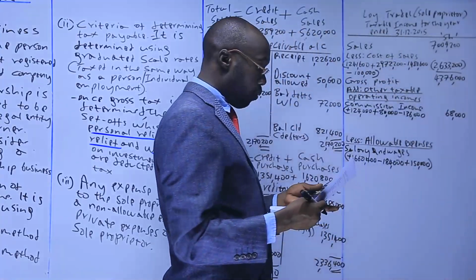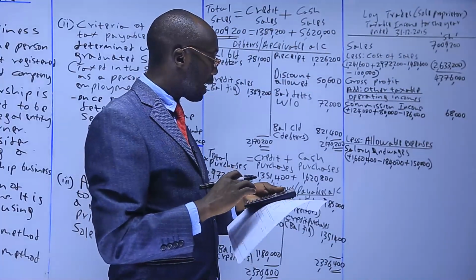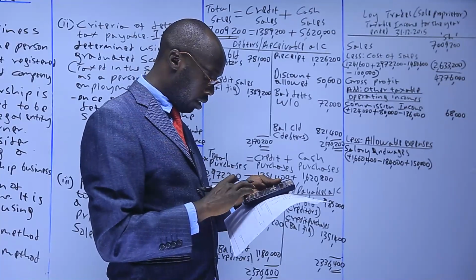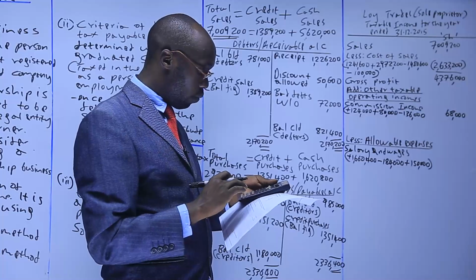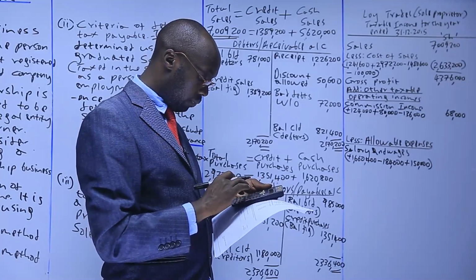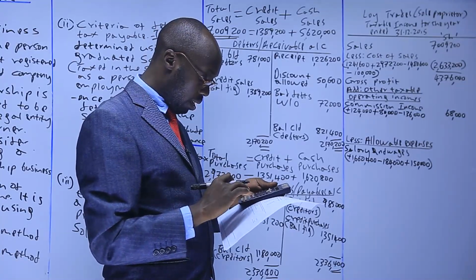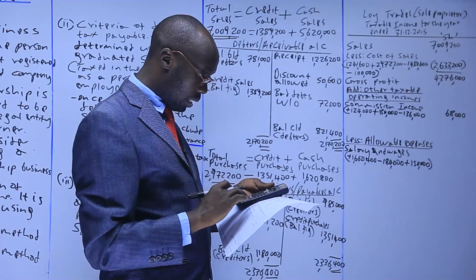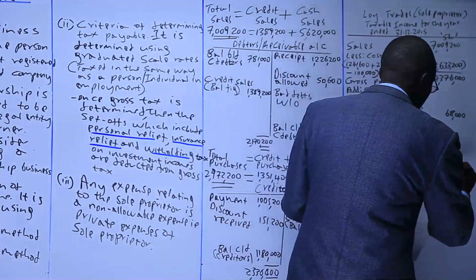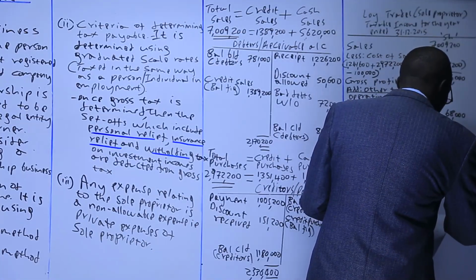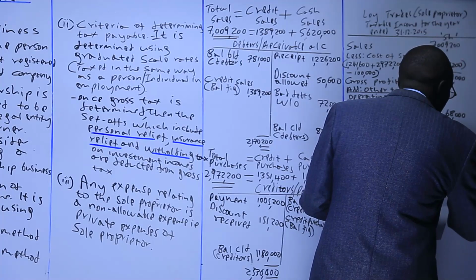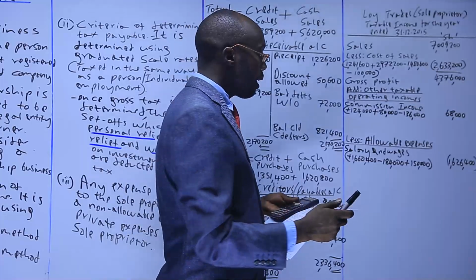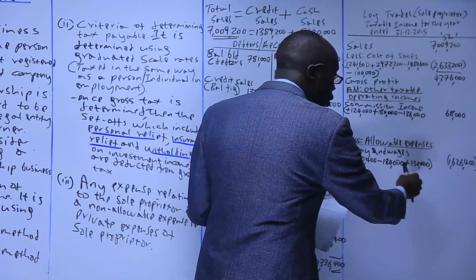Now, because there's nowhere else we have salary being mentioned, we can get the net. So 1,660,400, and then we minus 184,000, and then now we add 150,000. In this case, we get 1,626,400, which we minus.